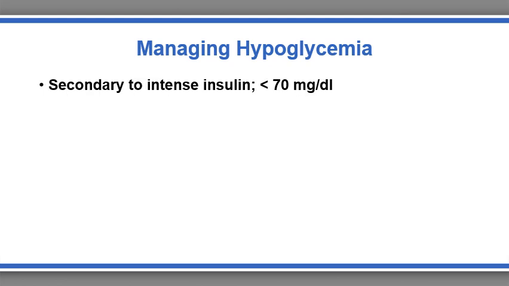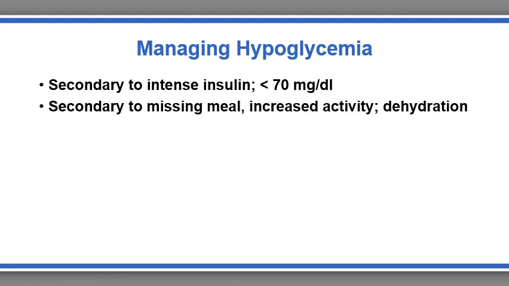We talk about hypoglycemia, with the more severe hypoglycemia being less than 70. But with mild hypoglycemia, when your blood glucose drops below 100, you're going to start to see symptoms. As it drops below 70, that's when you have more severe reactions, and this is where things get a little bit more concerning. Again, this is going to be secondary to a missed meal combined with increased activity and dehydration.